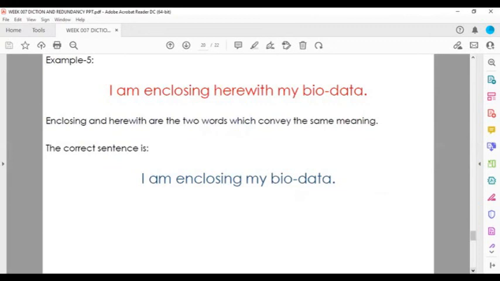And then another one: I am enclosing herewith my bio data. So enclosing and herewith are used in the sentence and they convey the same meaning. So to make it right: I am enclosing my bio data.